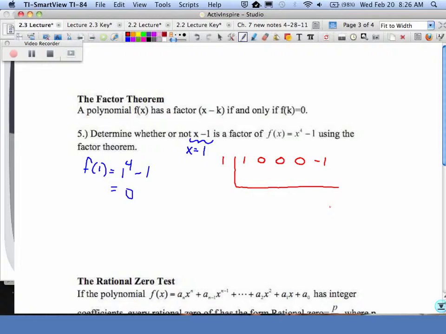So the 1 will drop through. 1 times 1 is 1. 0 and 1 is 1. 1 times 1 is 1. 0 and 1 is 1. 1 times 1 is 1. 0 and 1 is 1. 1 times 1 is 1. Finally, I get my remainder, and it is a 0. So whether you look at the synthetic division or you look over here at the function notation, they both tell me that the remainder will be 0.